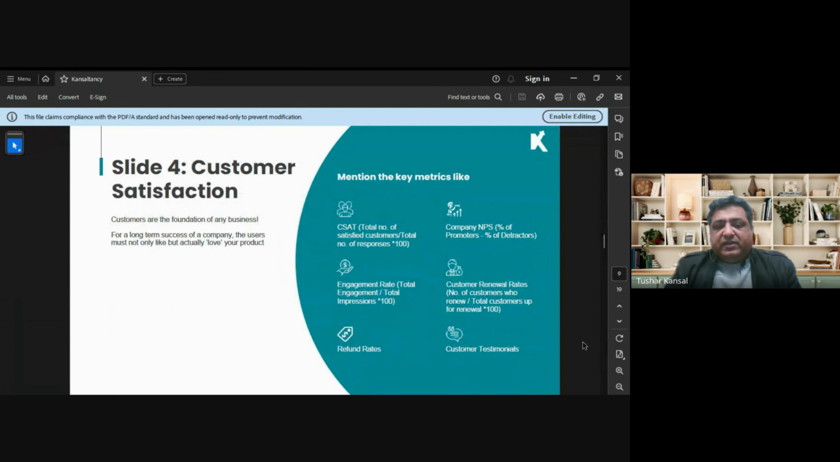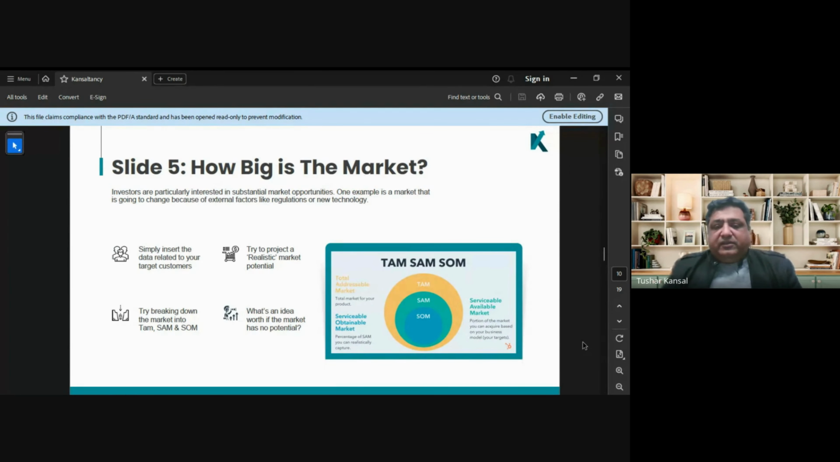Now, customer satisfaction. They used to measure customer satisfaction by metrics like total number of satisfied customers per total number of responses, engagement rate, total engagement versus total impressions, refund rates, company NPS, net promoter score, which means percentage of promoters versus percentage of detractors, and customer renewal rates, how many people signed up again, and testimonials. Now, how big is the market? The three terms which everyone uses to define their market are TAM, SAM, and SOM: total addressable market, serviceable addressable market, and serviceable obtainable market.